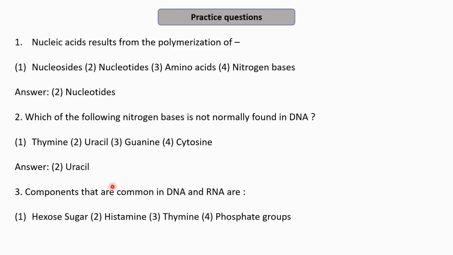The next question is: components that are common in DNA and RNA are. We know that both DNA and RNA have a pentose sugar. Both DNA and RNA have a phosphate group. Both DNA and RNA have nitrogenous bases, but nitrogen bases like thymine differ in DNA and RNA. So the correct answer for the components common in DNA and RNA is the phosphate groups.